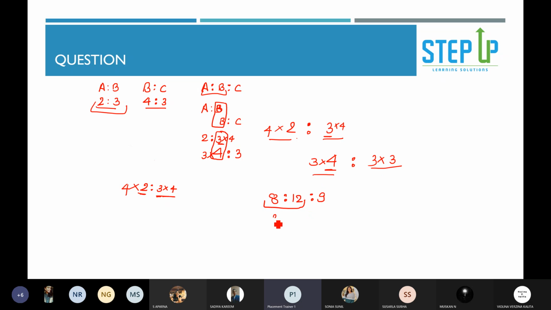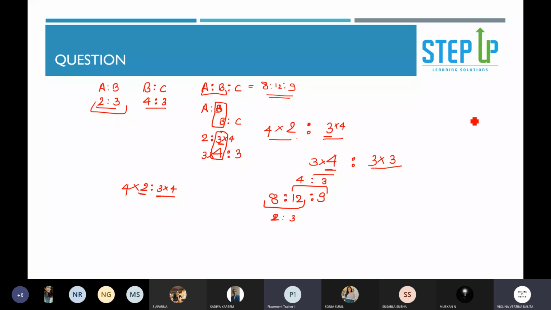Is A is to B in the ratio of 2 is to 3? Yes, it is. 4 2s are 8, 4 3s are 12. Is B is to C in the ratio of 4 is to 3? This one was 2 is to 3. This one, 3 4s are 12, 3 3s are 9. Right? So A is to B is to C is what? 8 is to 12 is to 9. Did you understand?